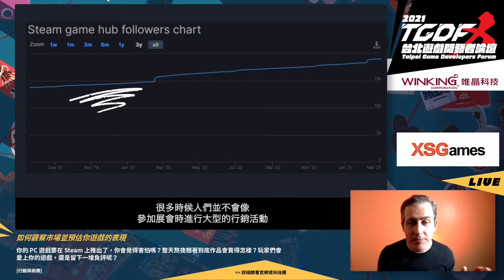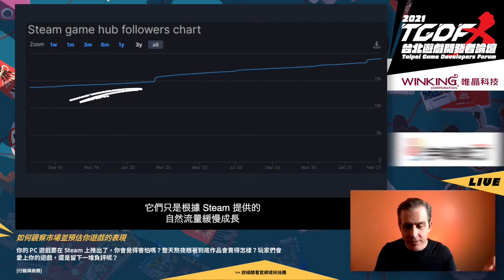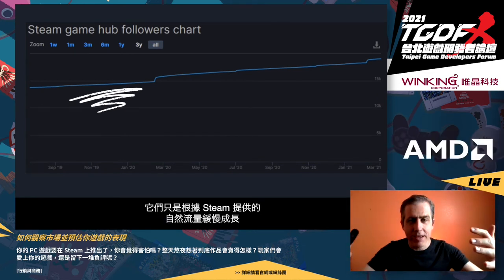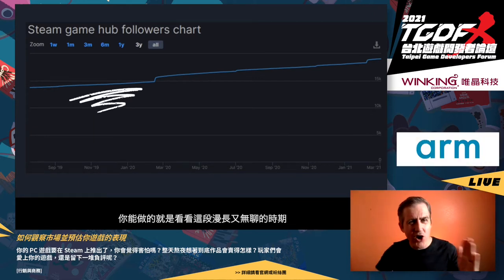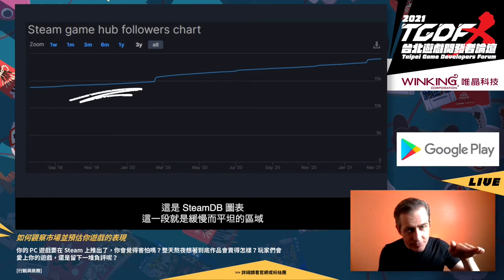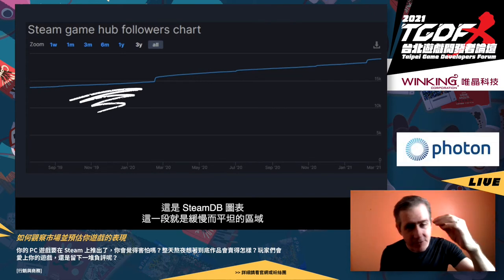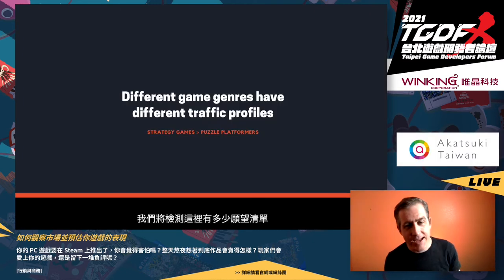Now, a lot of times people aren't running big promotions like being in a festival. They're just slowly growing based on the organic traffic that Steam gives you. What you can do to identify this is look at these long, boring periods. Here's the SteamDB chart again, and this one is a slow, flat zone, but you can see it's slightly increasing. We're going to detect how many wishlists it got.